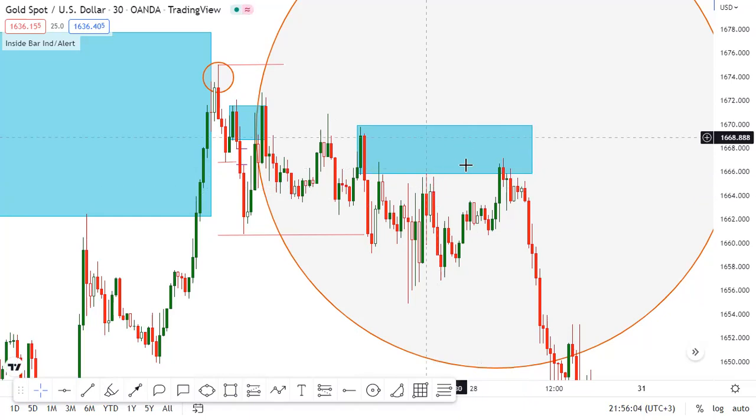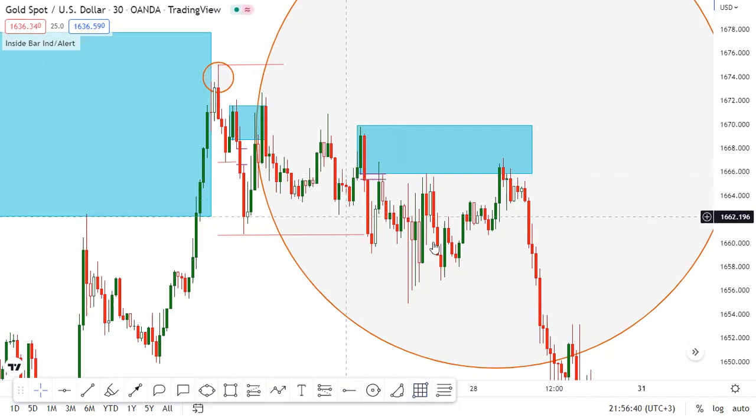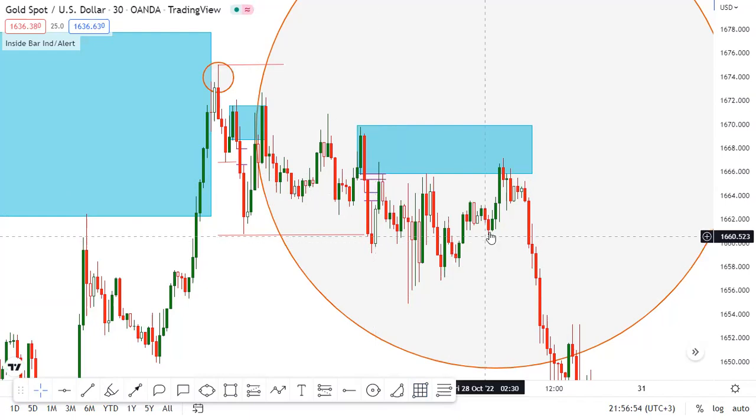The reason I chose this one is because of the break of structure that it caused. That's why I chose this order block. You see this one. And there's also a small imbalance between the candles. This one, it's a very small one. There is also this one here. Those are imbalances. So that was a very, very good order block.